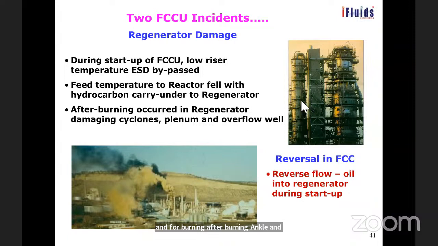In the FCC, one of the main dangerous things is reversal. Actually, the catalyst should flow from regenerator to reactor and from the reactor to regenerator. If it is reversed, then you have a lot of problems because oil can enter the regenerator, which is already at very high temperature with a lot of air, and it will blow off. So this is one of the major concerns in FCC. They are very careful about this. The reverse flow exactly is what happened here.